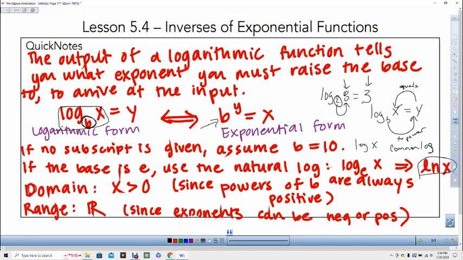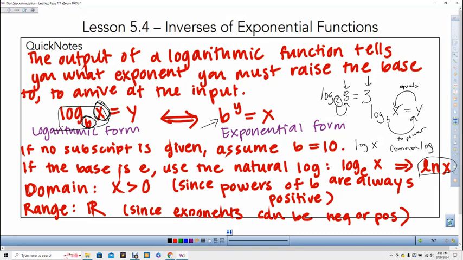So when we look at the log, the same thing holds true for the b, and we cannot have a negative number here. Because if our b is positive, there's no way we can raise a positive number to any power and get a negative number output. So that's why that's always going to be positive. So the domain for the log functions, all of them, is x is greater than 0, and the range is all real numbers.